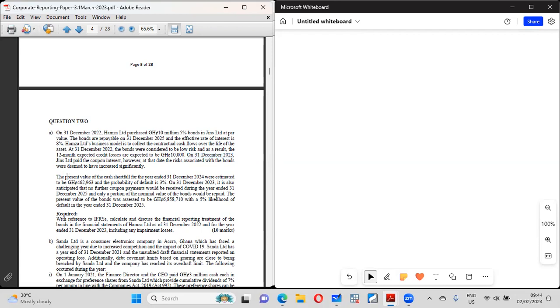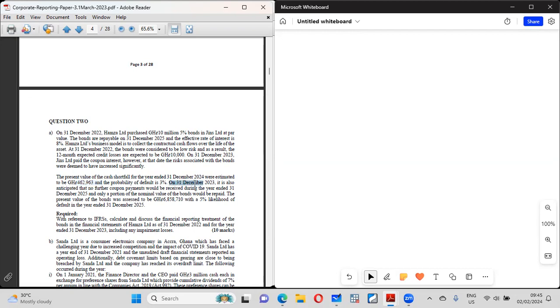So the present value of the shortfall for the year ended 2024 was estimated to be this. I told you the difference between the amount due to you and the amount you expect is what we call the shortfall. So he has done it for you. The shortfall is done for you. All right. So they've given you the present value. And the default is expected to be 3%. So now you can apply 3% on this value. All right, 3% on this value. So that is what you have.